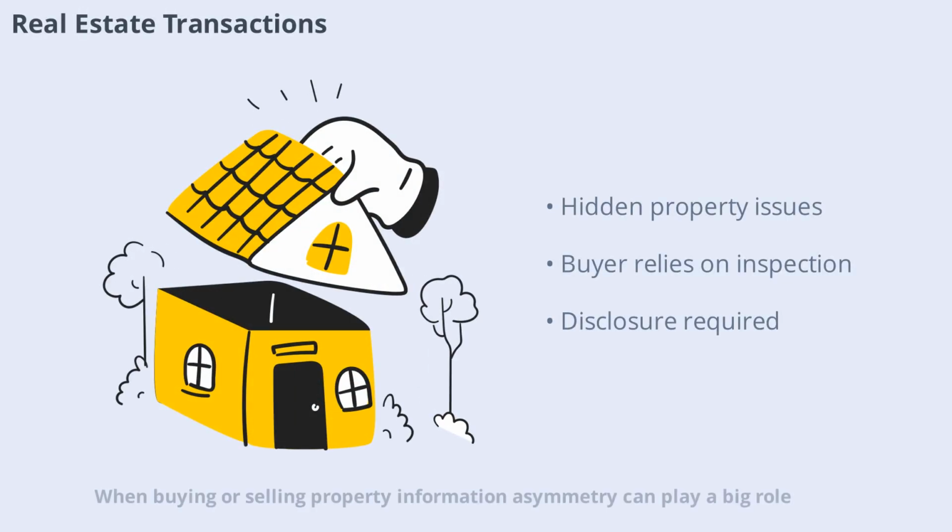In buying or selling property, information asymmetry can play a big role. Sellers may know about hidden issues with a house while buyers rely on inspections and disclosures. This can lead to mistrust and lengthy negotiations. Regulations often require full disclosure to help balance the information between parties.